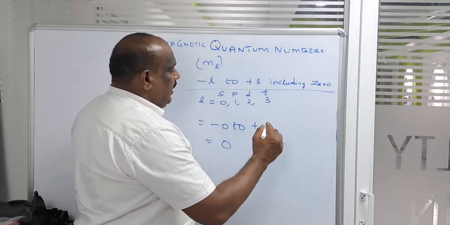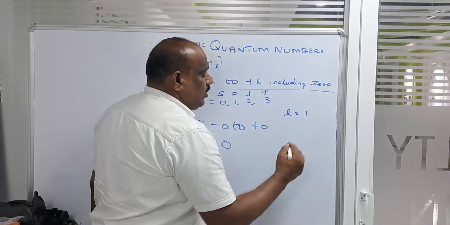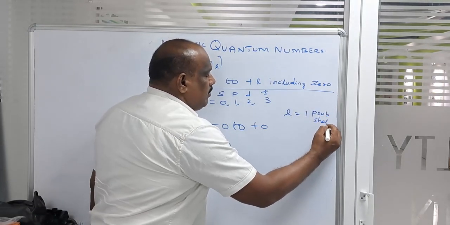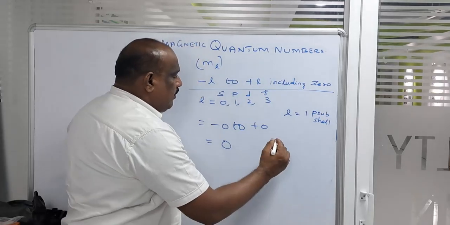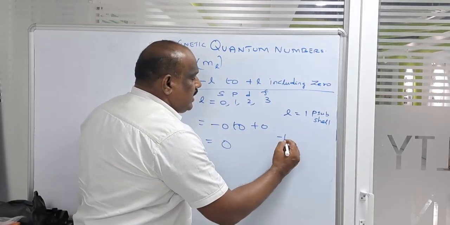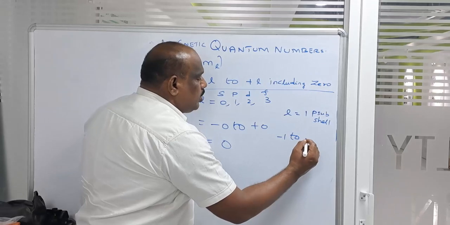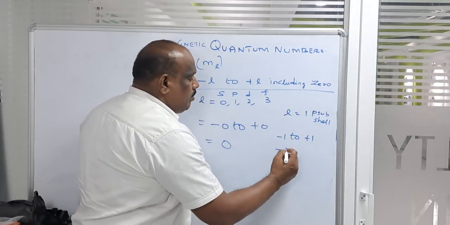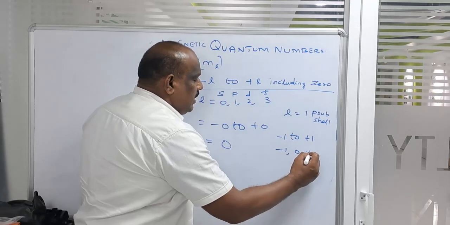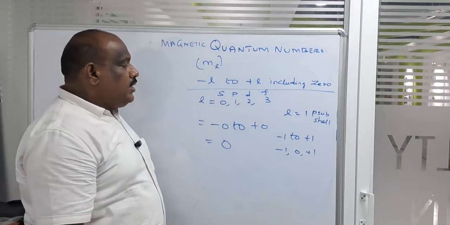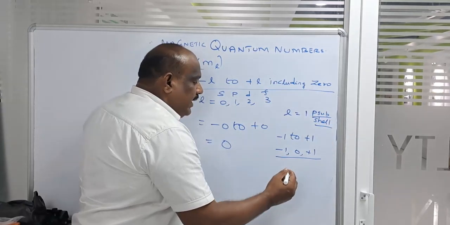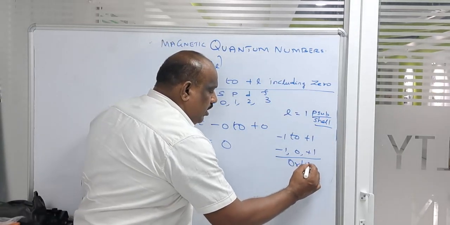Now let us come to P. That is L equal to 1. L equal to 1 means it is P subshell. What is the formula for the magnetic quantum number? ML will vary from minus L to plus L. So it is minus 1 to plus 1. So what is in between minus 1 to plus 1? It is 0. So minus 1, 0, plus 1. Okay. So the P subshell will have 3 orbitals. This is called what? Orbitals.